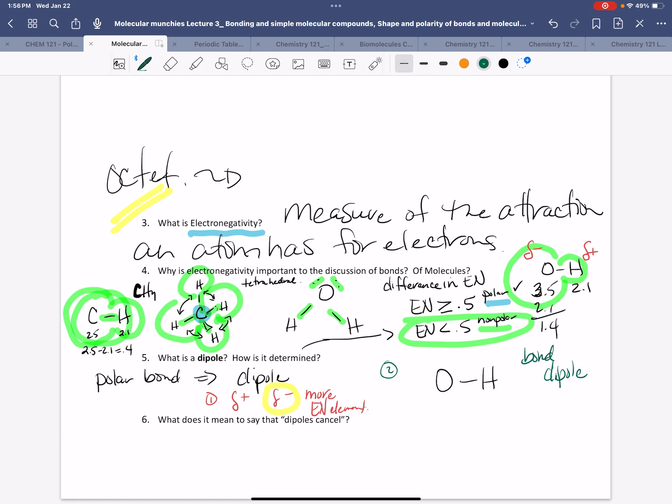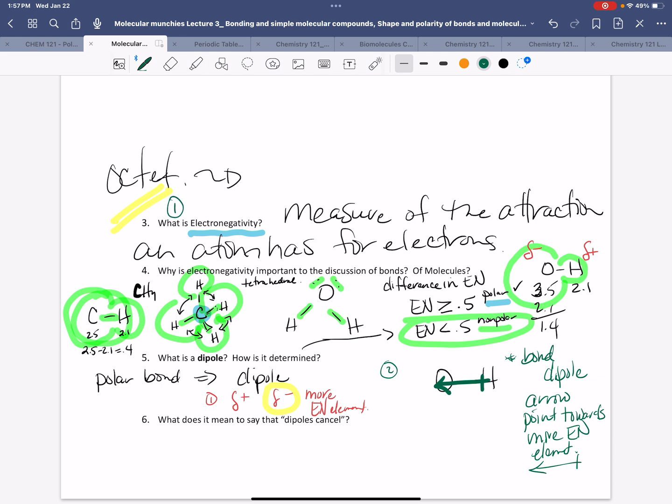Okay, and the bond dipole points in the direction of the more electronegative element, so it points towards oxygen, and then there's a convention of a little positive end. So it's an arrow. It points in the direction of the more electronegative element, and it has a little positive side to it, so we draw it like that. So this is a bond dipole. So that's basically the concept.